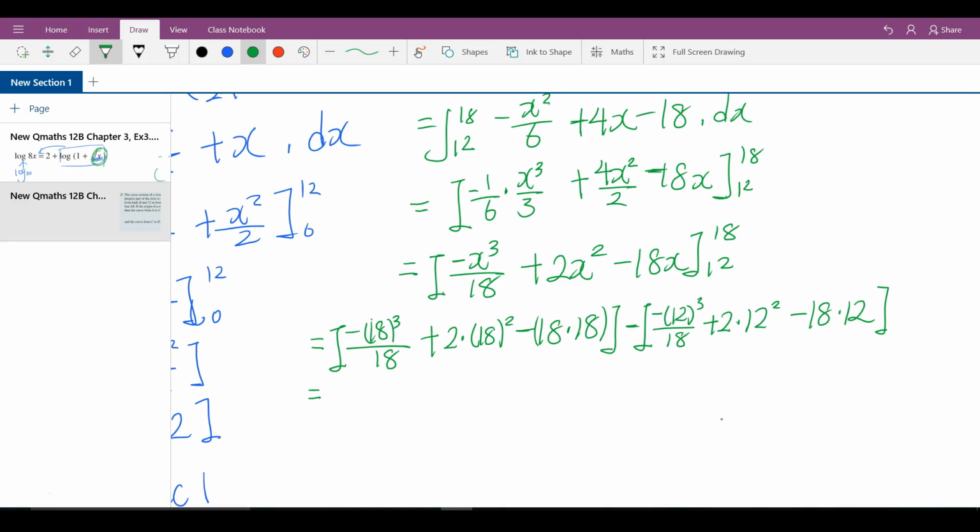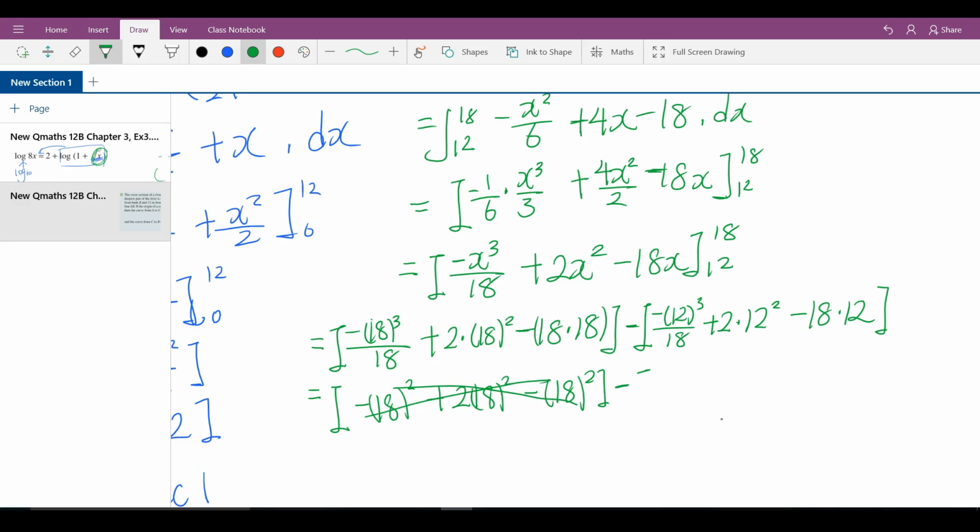Let's go. Negative 18 cubed over 18 is just negative 18 squared. Let's keep it like that. Plus 2 times 18 squared. And now this is negative 18 times 18, so that is negative 18 squared again. If you pay attention to algebra, they cancel out, so there's nothing left.